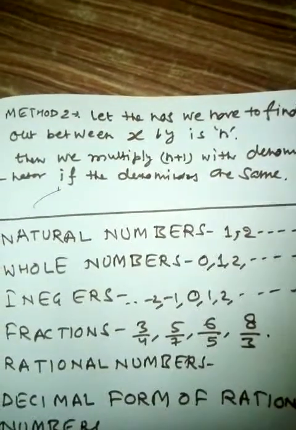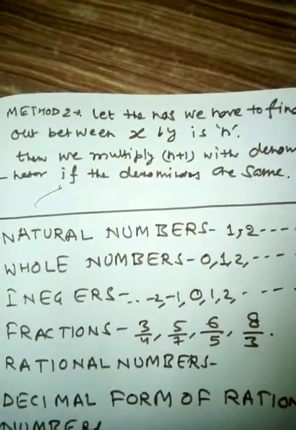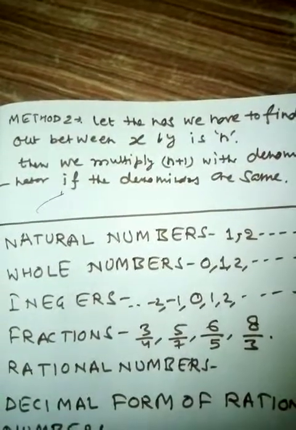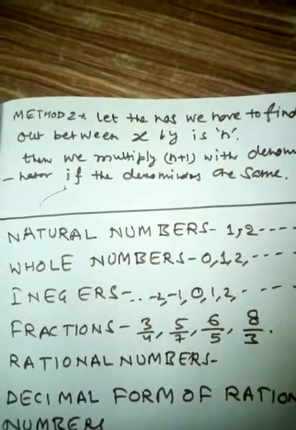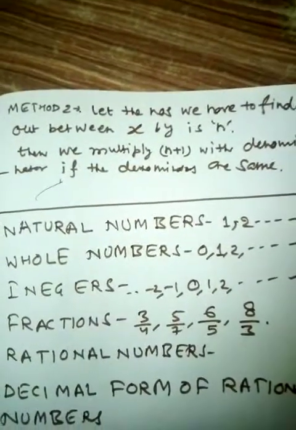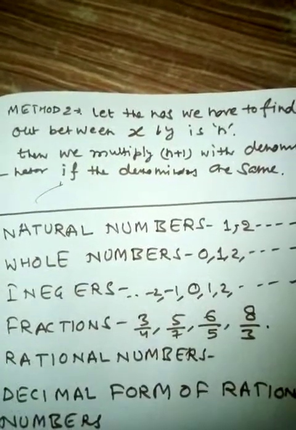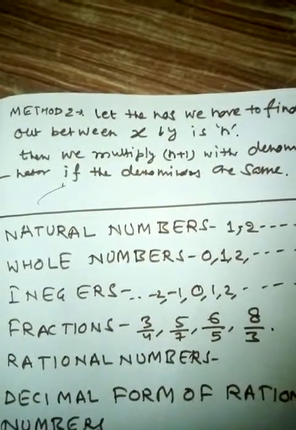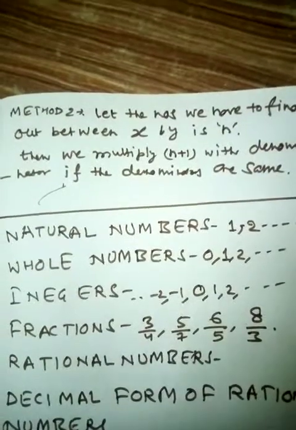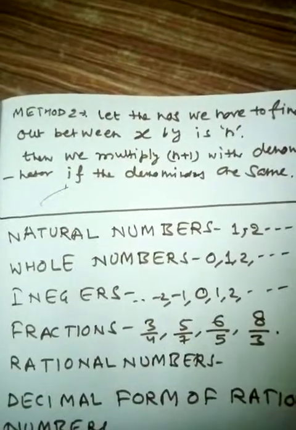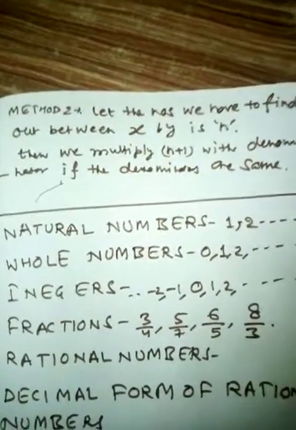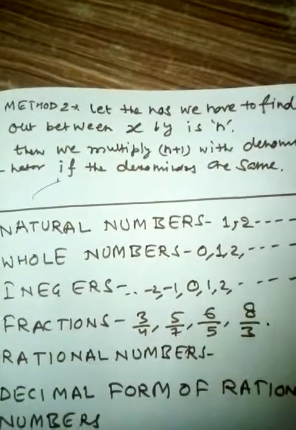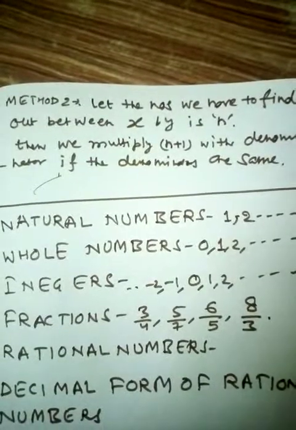You will ask, if the denominators are not the same, then what will we do? First of all, we convert them into equivalent rational numbers, which all of you have already read. First you convert into equivalent rational numbers, then you multiply with n plus 1. Now we will get two numbers in such a way that we can find n rational numbers between x and y. Like this we can find some rational numbers between x and y.